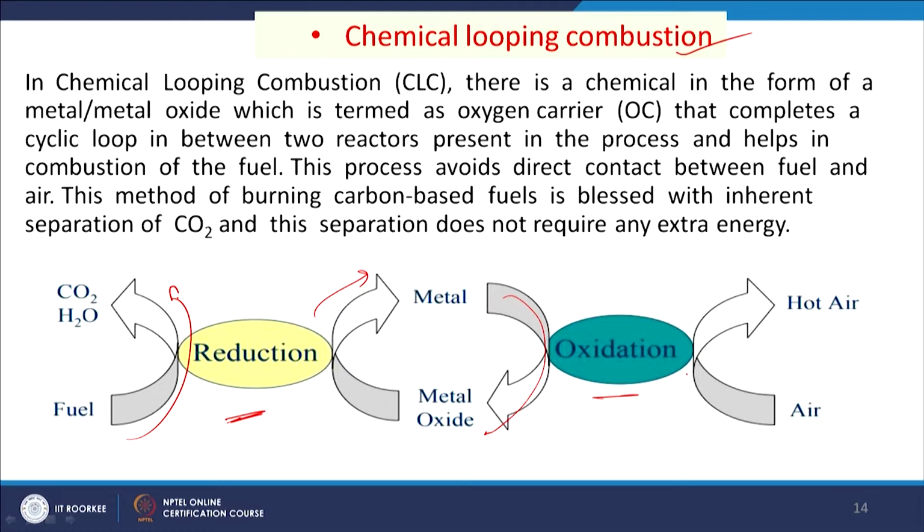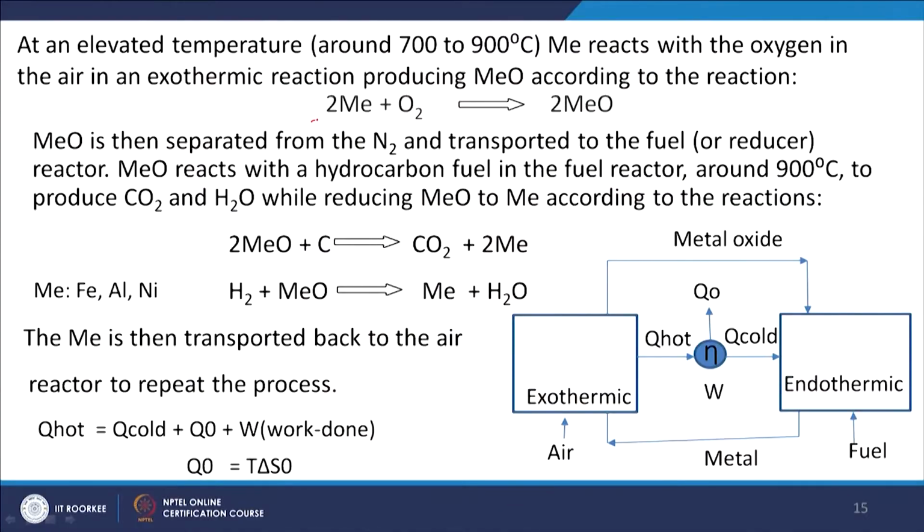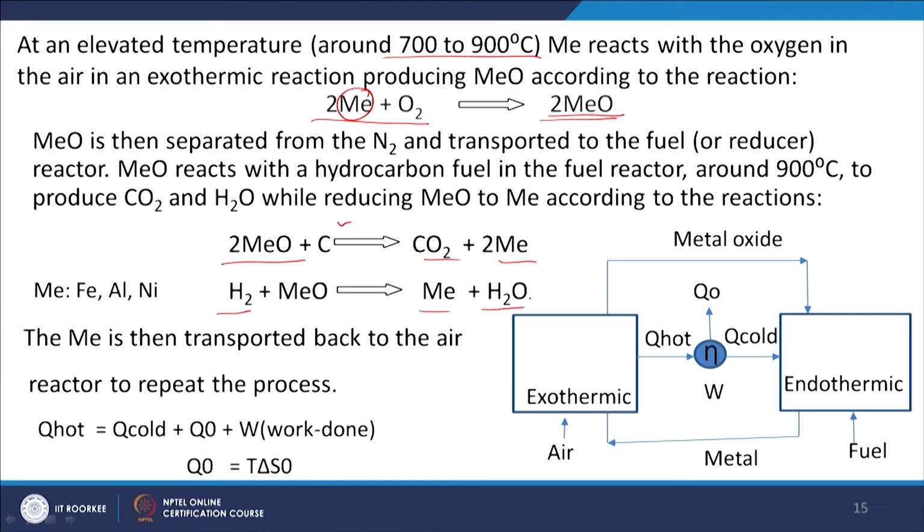So, this is the chemical looping system. It is very clear to us that when the reaction is taking place, we do not need any air. So, nitrogen is not required and only metal oxides help in the conversion. In that way it will be cleaner. So, what happens? The metal is oxidized. One example, at 700 to 900 degree centigrade, 2Me plus O2 gives 2MeO, say Me is the metal and MeO is the metal oxide. Then metal oxide reacts with carbon to give CO2 and metal, and it reacts with hydrogen to give metal and H2O. These are the basic reactions.